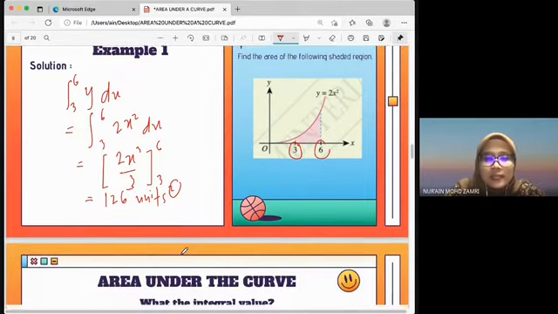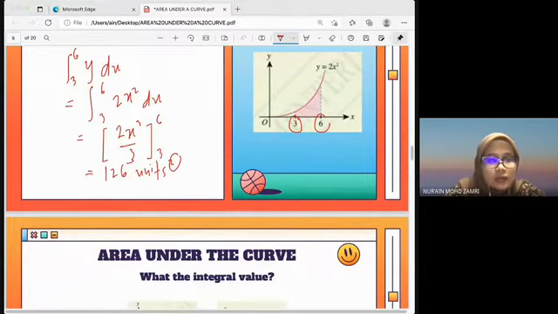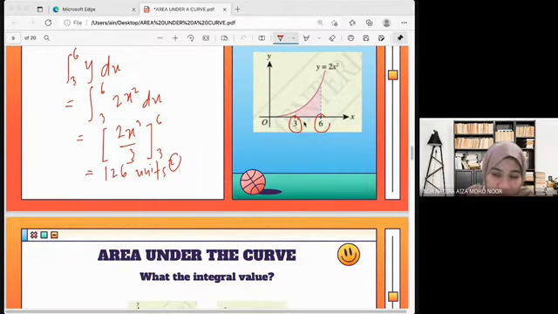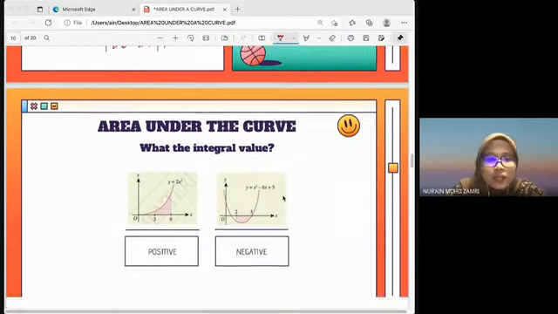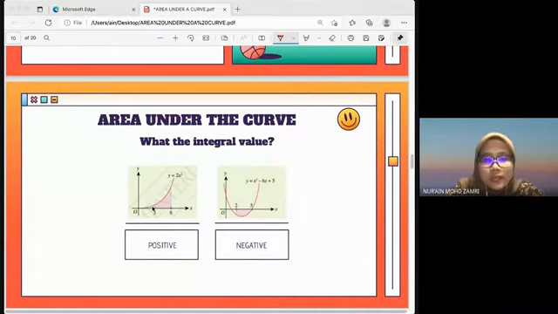Okay, next, I would like to ask, what happens when the region is below the x-axis? The value will become negative. Yes, correct. So please bear in mind that if the region is below the x-axis, then the integral value is negative. And if the region is above the x-axis, then the integral value is positive. So when the areas of both regions are positive, when you add the areas of both regions, you will get a positive value. So I hope you can remember this, okay?